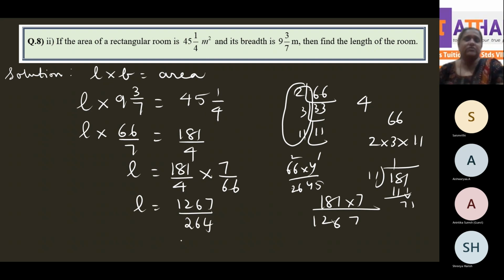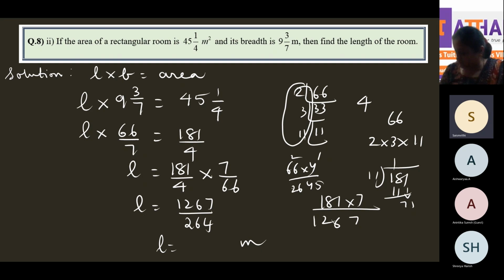And then write this as a mixed fraction. That will be the length of the room, in meters. Please write it as a mixed fraction. All right, children? Yes, ma'am. Okay, take a picture.